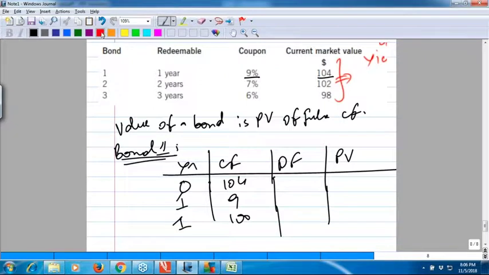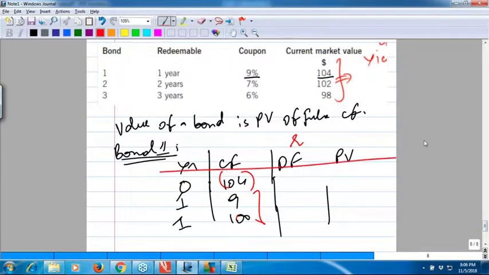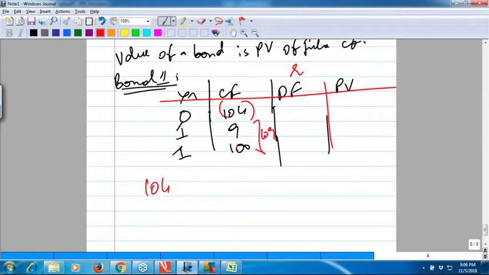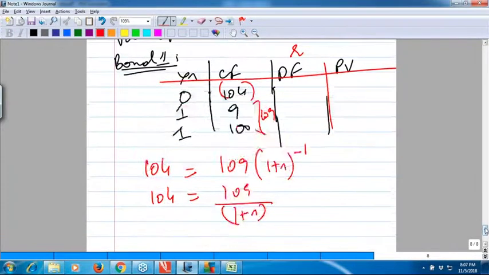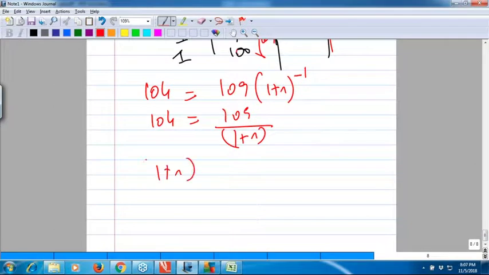So we need a discount factor, R or X or something, that is going to make this 104 at year zero equal to 109 in year one. So we could write this equation as 104 is equivalent to 109 into (1 plus R) power minus 1. So 104 is equivalent to 109 divided by (1 plus R). Resultingly, 1 plus R is equivalent to 109 divided by 104. So what is R?